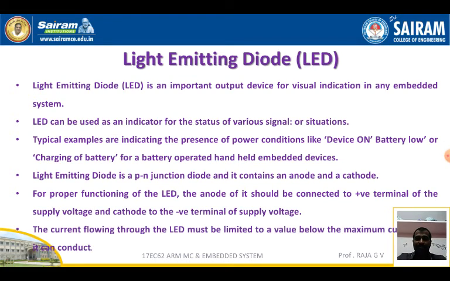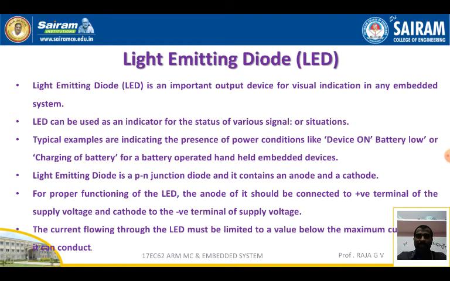A light emitting diode is a PN junction diode. It contains an anode and a cathode. For proper functioning of the LED, the anode should be connected to the positive terminal of the supply voltage, and the cathode should be connected to the negative terminal of the supply voltage. That means biasing has to be given properly.